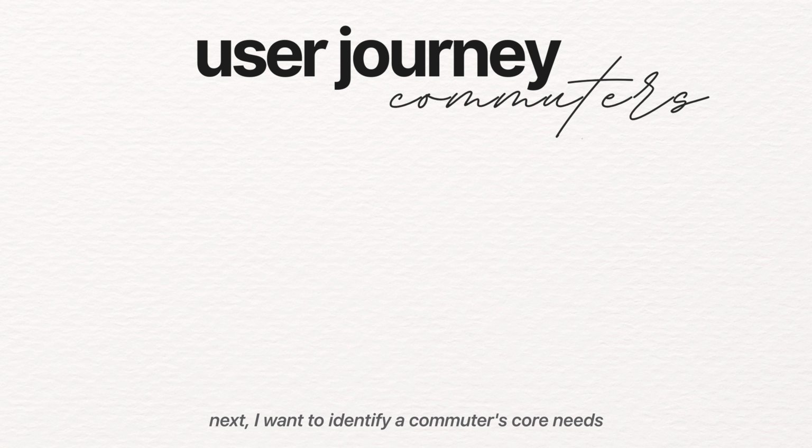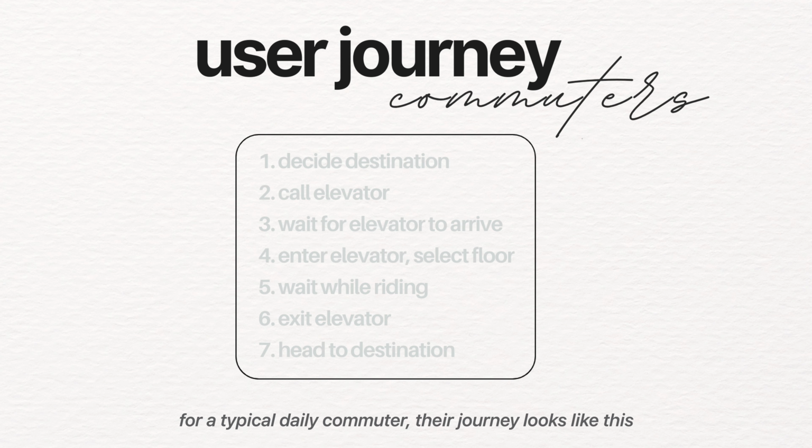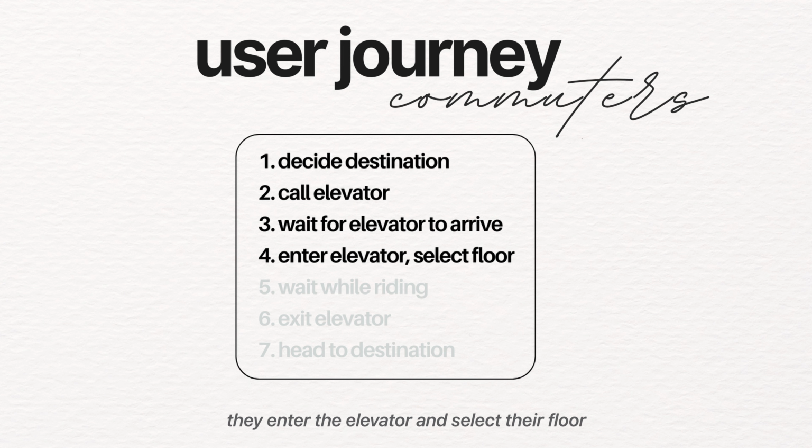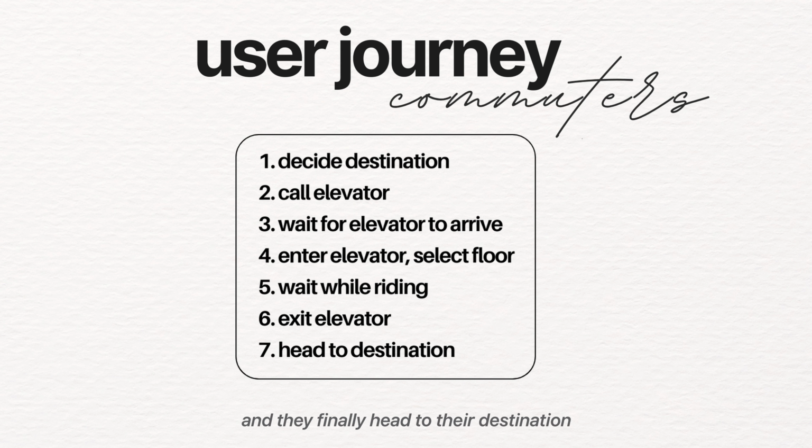Next, I want to identify a commuter's core needs. I'm first going to break down their end-to-end elevator journey and see where friction shows up. For a typical daily commuter, their journey looks like this. First, they decide their destination, they call the elevator, they wait for the elevator to arrive, they enter the elevator and select their floor, they wait in the elevator while riding, they exit the elevator, and finally they head to their destination.